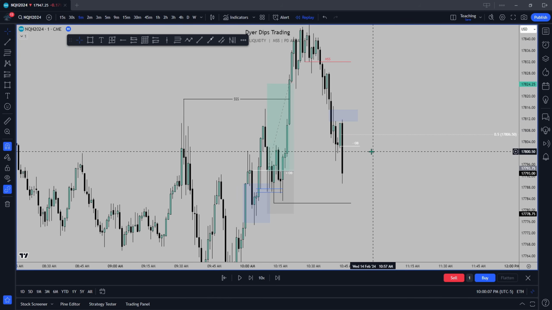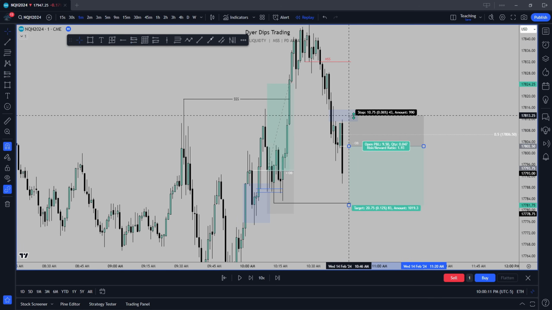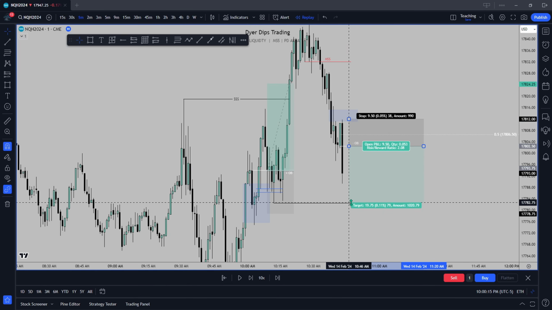Now, you absolutely at this point can take your entry right here. Stop loss can go at 15 handles or above the order block high. You're looking for these relative equal lows here and potentially lower.